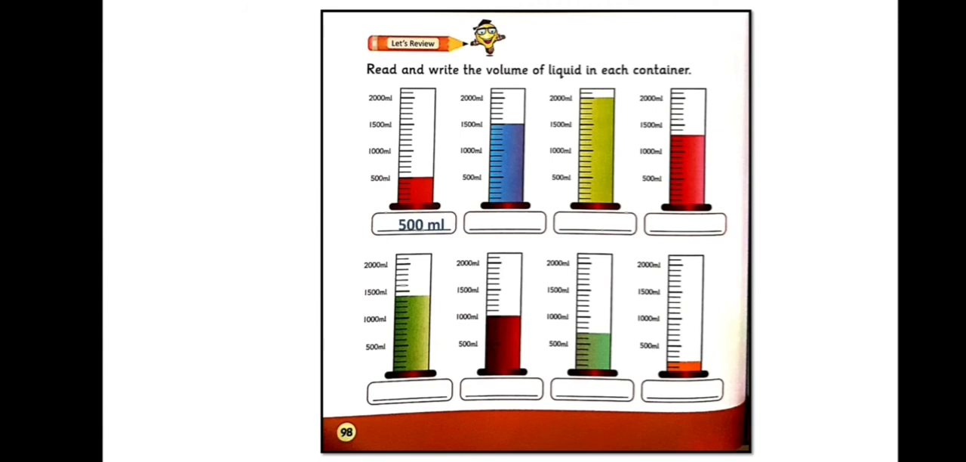Yes, it's 500 milliliters. And second one has 1500 milliliters. Next, it's 2000 milliliters. Next one, it's 1300 milliliters. Next, it's 1400 milliliters. Then 1000 milliliters, 700 milliliters, 200 milliliters.